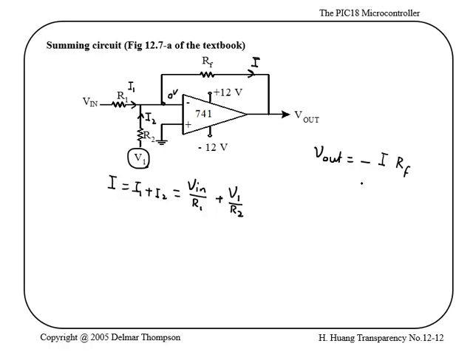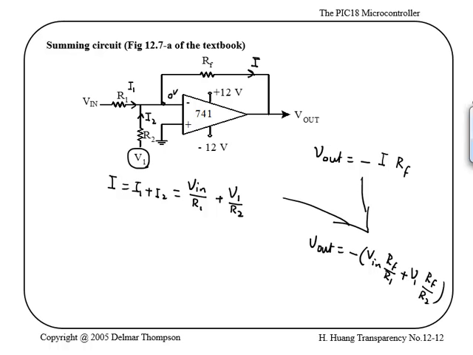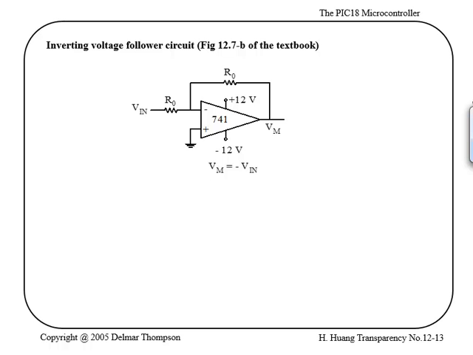So if you combine these two equations, then you would get V out equals minus Vn RF over R1 plus V1 RF over R2. Okay? So basically you're able to add two voltages with scales. Your Vn and V1 are added with these scaling factors. Why is this useful? We'll see that in a moment.